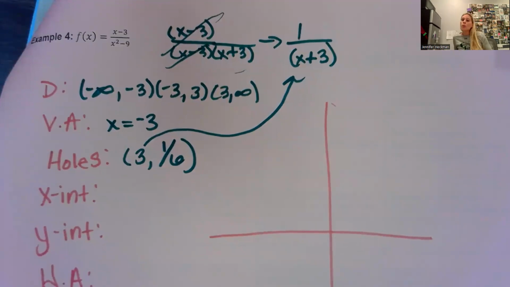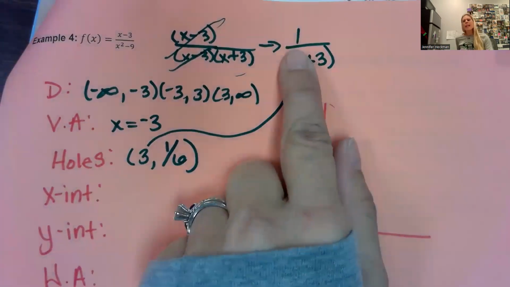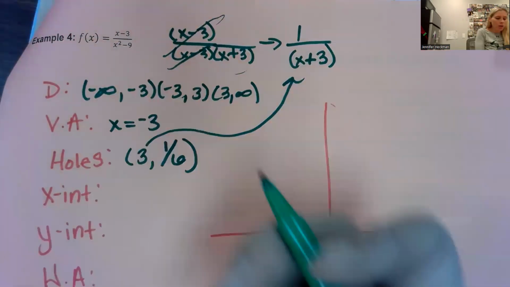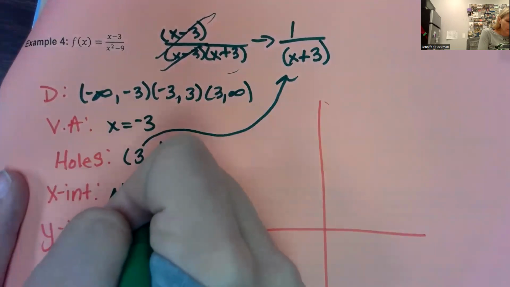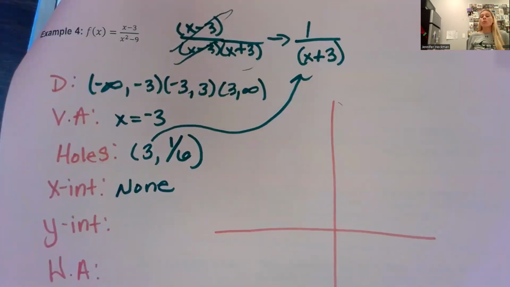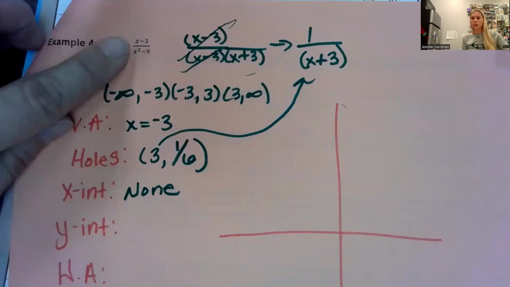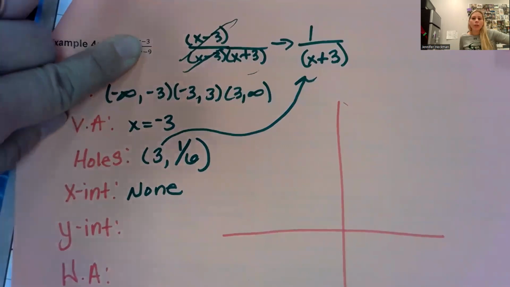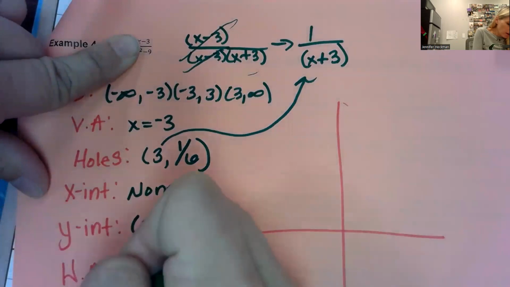X-intercept is when the numerator equals 0. So let's look at the numerator. Can 1 ever be 0? Nope. 1 can never be 0, so we do not have an x-intercept. Y-intercept, we're going to plug in 0 for x. I'm going to go to my original because it's really easy to cover up those x's. I have negative 3 over negative 9, which is 1/3.